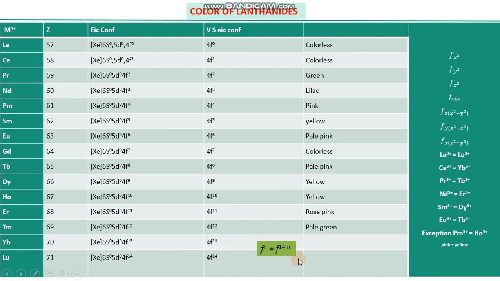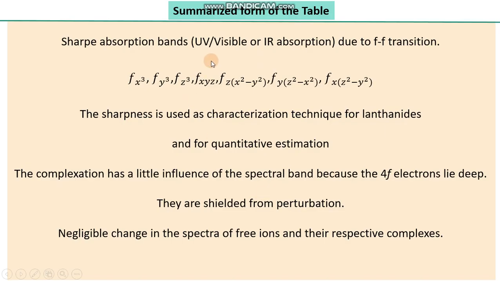So cutting the things short, Fn systems always possess the color of F14 minus n. So if n is, let's suppose, 3, then 14 minus 3 would become F11. So F11 and F3, logically they should have similar colors, very close to each other. So this is the color of the lanthanide series.